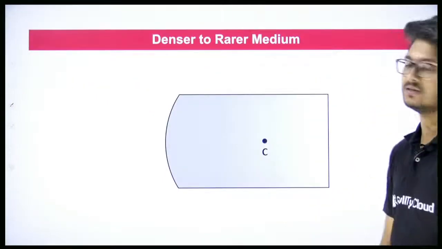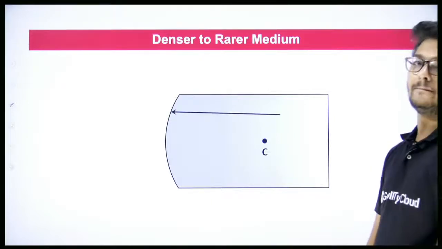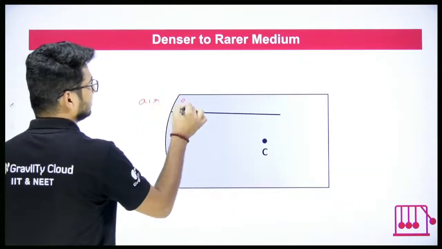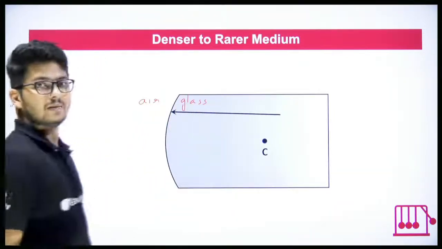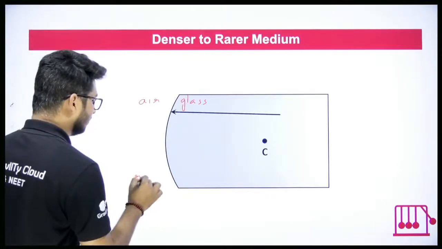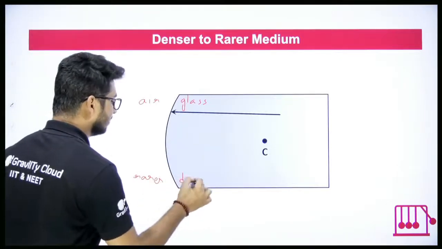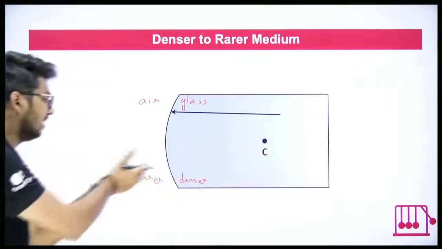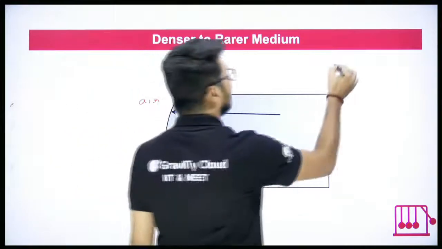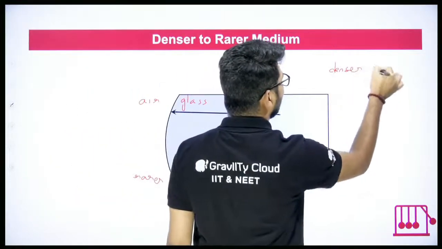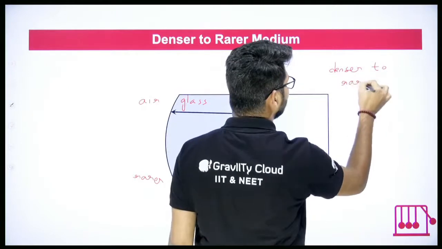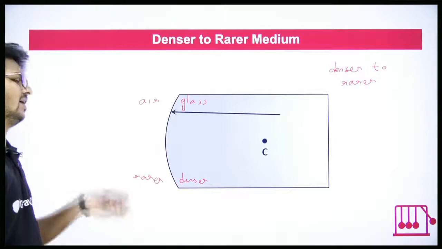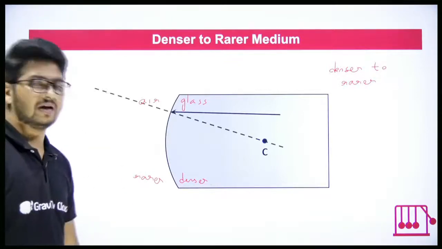Now we'll go into this case. This is the incident ray. Now look at this carefully. This is air. This is glass. Air is a rarer medium and glass is a denser medium. So the ray is going from denser medium to rarer medium. The ray is traveling from denser to rarer. That is the case that we are discussing now. We figured it out. Then the other step will be to draw the normal. We have drawn the normal.